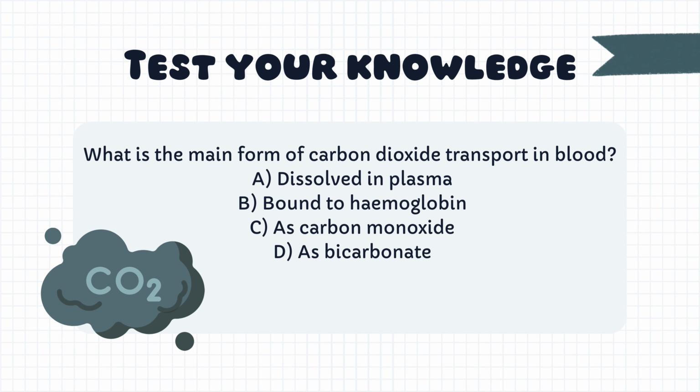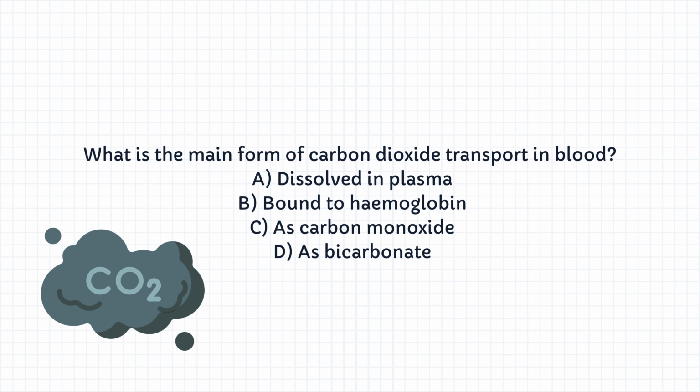Here is a quick question to test your knowledge. What is the main form of carbon dioxide transport in the blood? A. Dissolved in plasma. B. Bound to hemoglobin. C. As carbon monoxide. D. As bicarbonate.